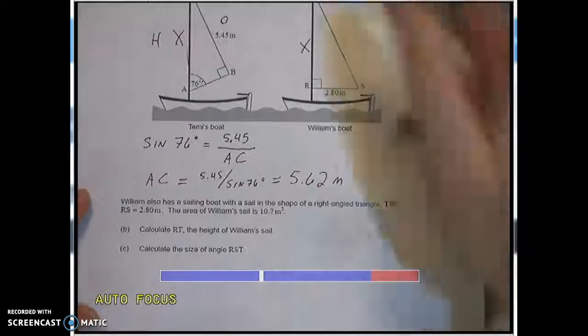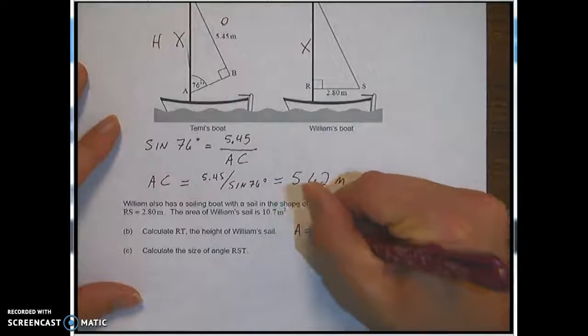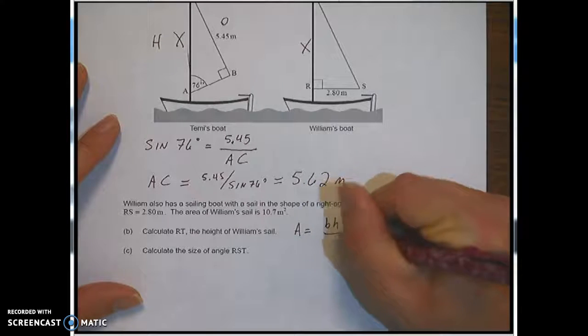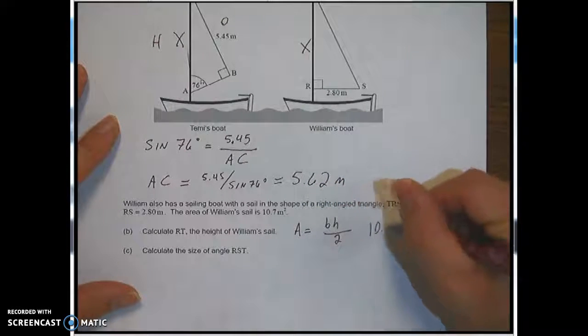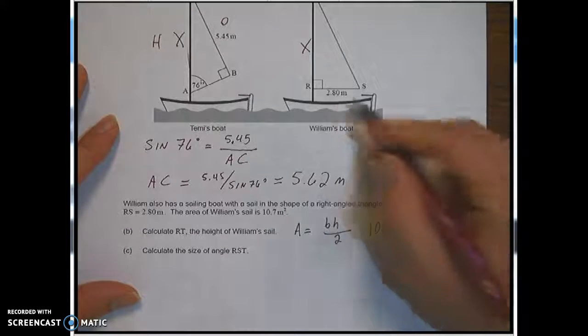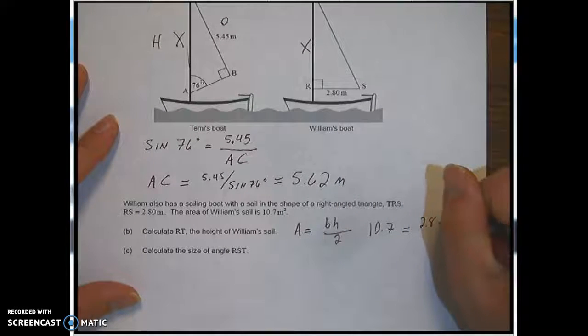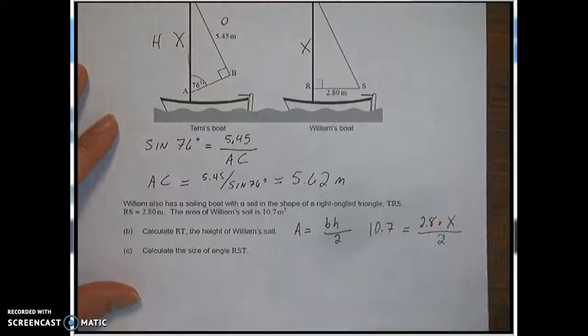And the easiest way to approach this is to remember that the area of a triangle is base times height divided by 2. We know some of these things. We know that the area is 10.7. We know that the base is 2.8. We don't know the height. We're going to call it x. And we know that it's divided by 2. So we're just going to solve this for x.